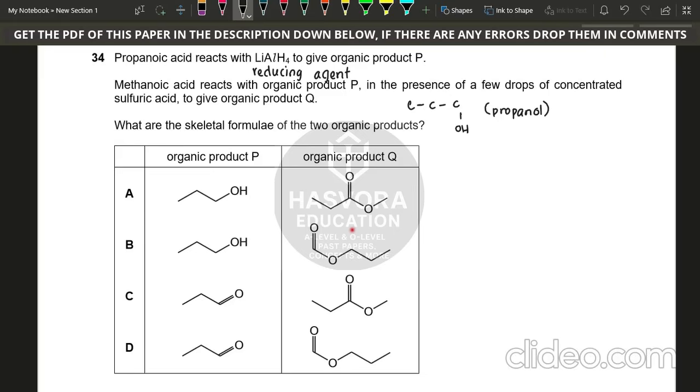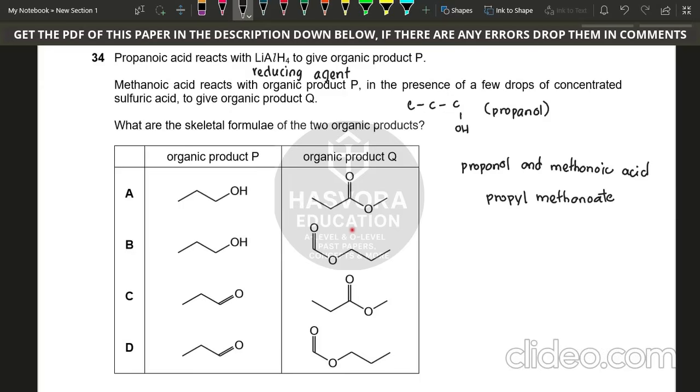Now the propanol and the methanoic acid react. This will give you an ester, and what will be the name of the ester? Its name will be propyl methanoate. You should remember that the first name is always of the alcohol and the second one is for the acid. Okay, so let's see.